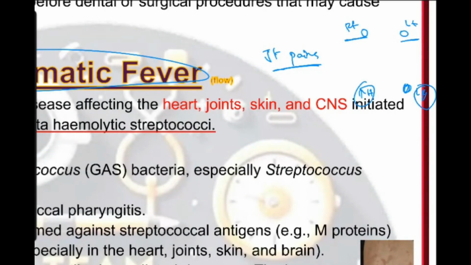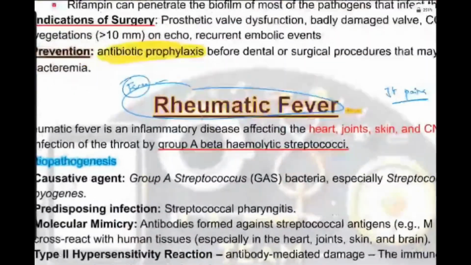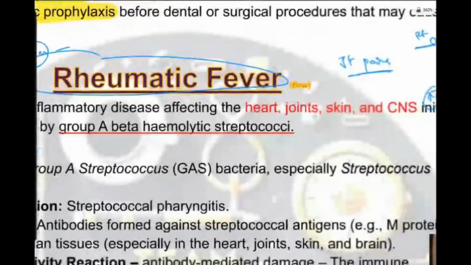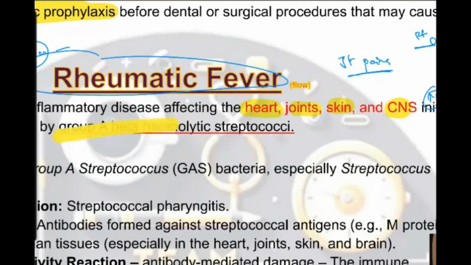Rheuma means what is flowing, flowing fever. So what is flowing here? Joint pain is flowing. Okay. What is it? An inflammatory disease affecting four structures: the heart, joint, skin, and the CNS. So why only four structures, sir? I'll tell you. But rheumatic fever is an inflammatory disease affecting these four structures, and it is always initiated by GAS.